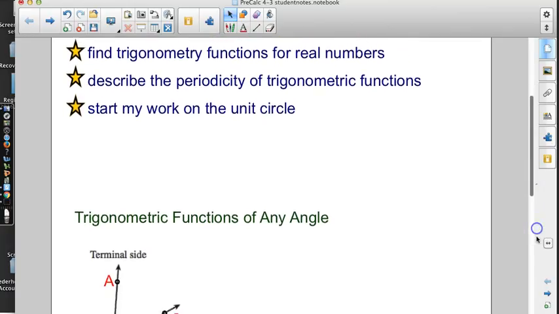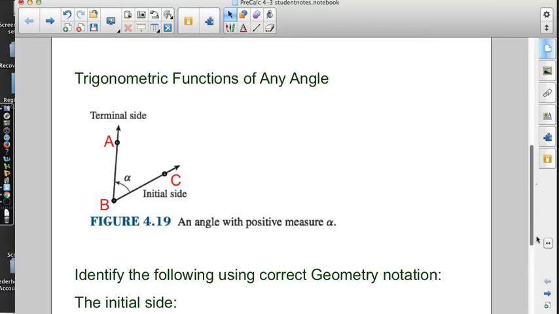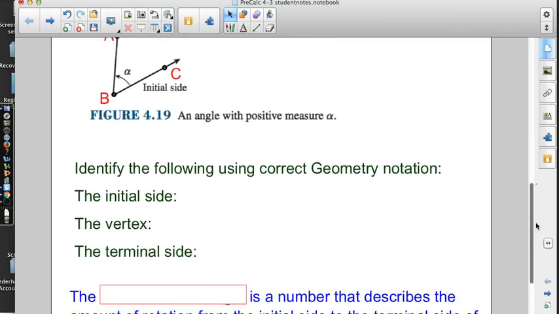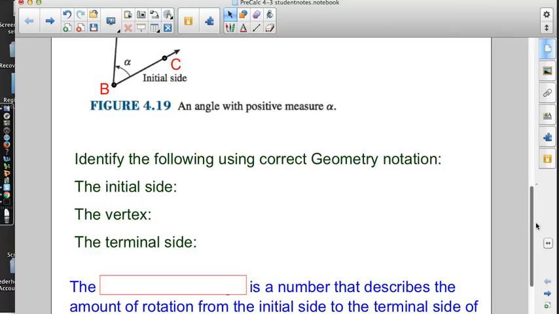So trigonometric functions of any angle. What we're going to be looking at is there's an initial side, there's a terminal side, there's an angle that's formed in between those two. Notice this isn't set up so that it would have our perfect initial side on that positive x-axis. That doesn't mean we can't do it. It just means that real world, we're not always going to be able to line everything up perfect with our x-axis.